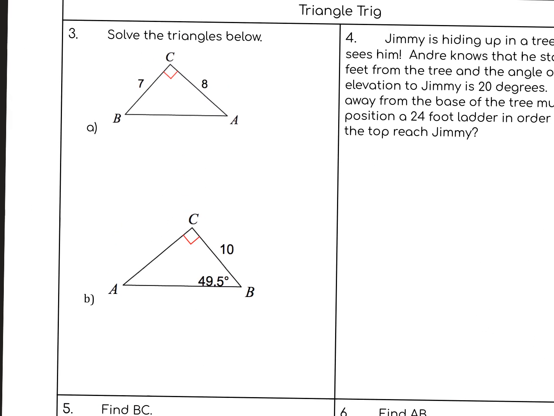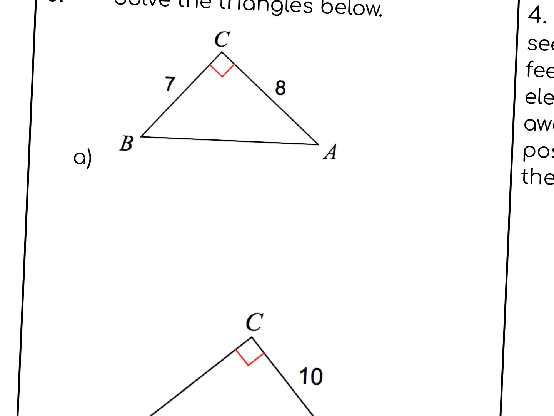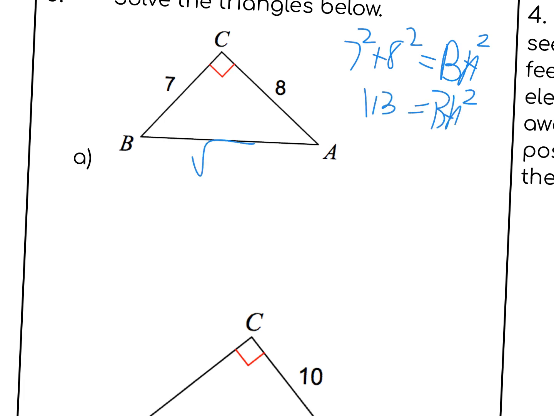Solve the triangles below. Okay, let's see. Solving the triangles means find all the pieces. So I have 2 of the sides, so I'm just going to use the Pythagorean theorem to find the third side. 7 squared plus 8 squared is BA squared. 7 squared is 49, 8 squared is 64, so that gives you 113. That is not a perfect square, so I'll just leave it. So that's the square root of 113.